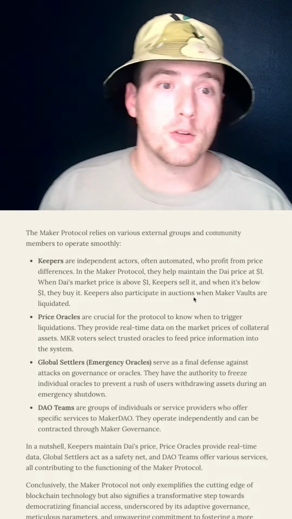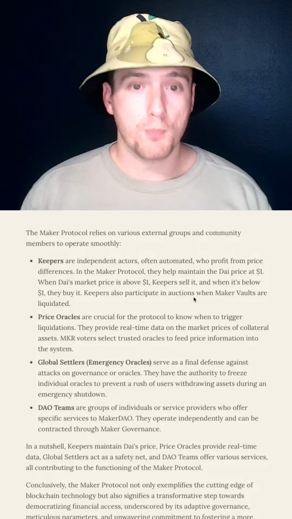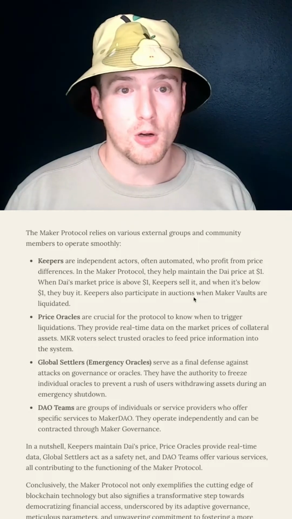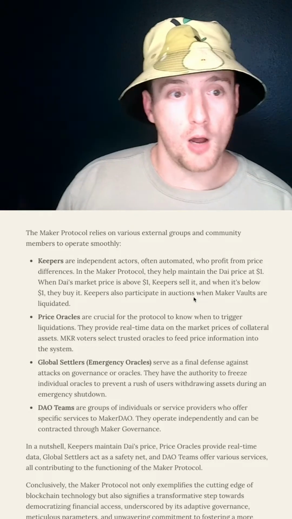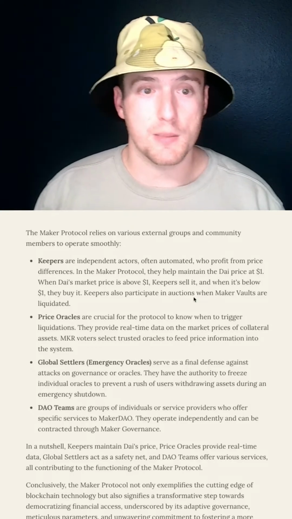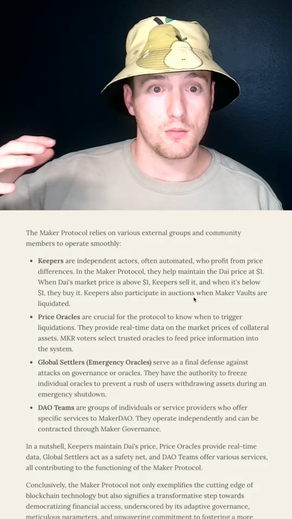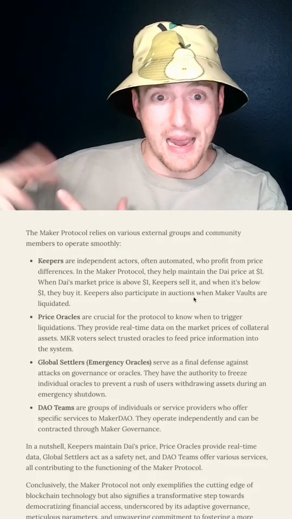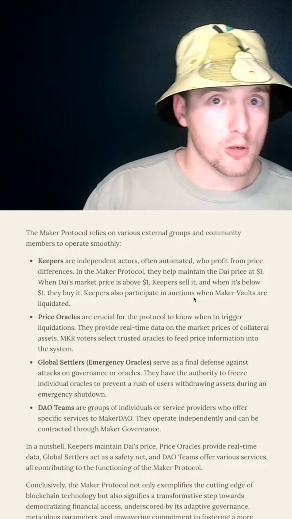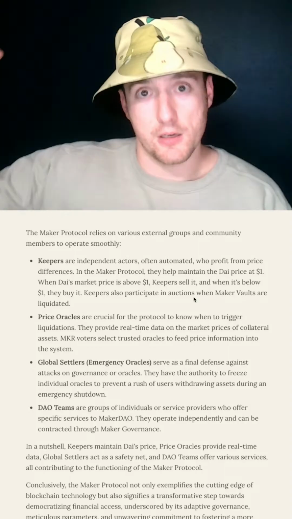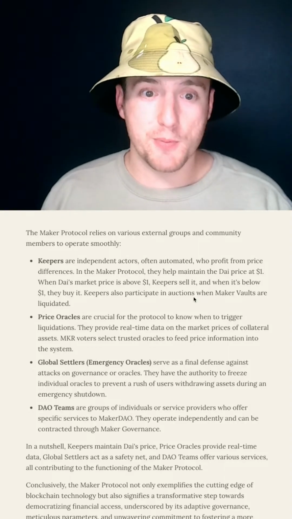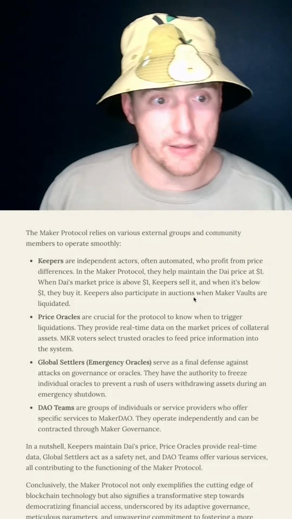Keepers are independent actors, often automated, who profit from price differences. So in the Maker protocol, they help keep DAI at $1. When DAI's market price is above $1, keepers sell it so that there's less of this asset in circulation. And when it's below $1, they buy it so that they increase the price. Keepers also participate in auctions when Maker vaults are liquidated.